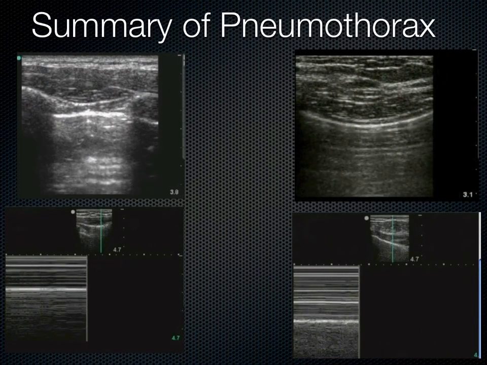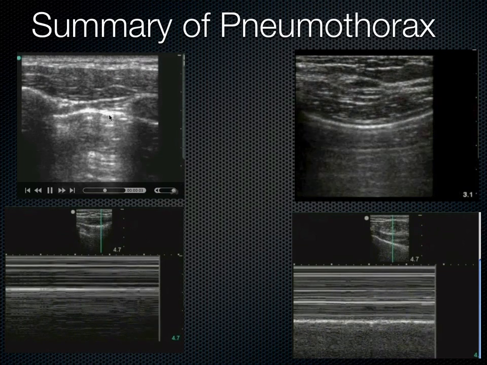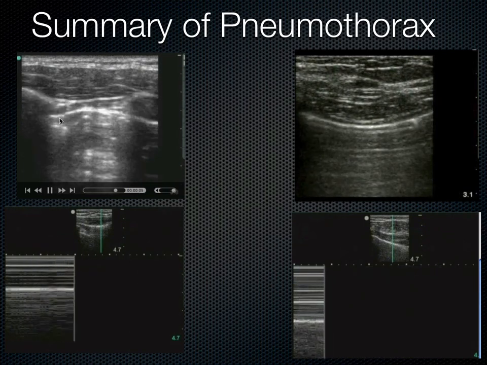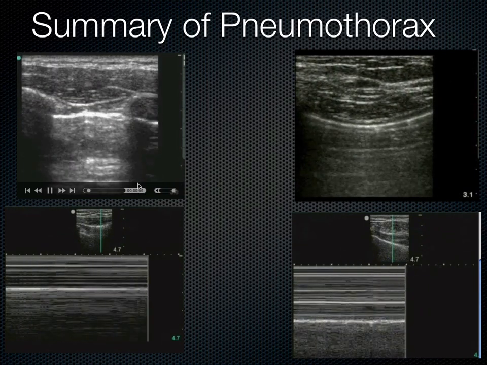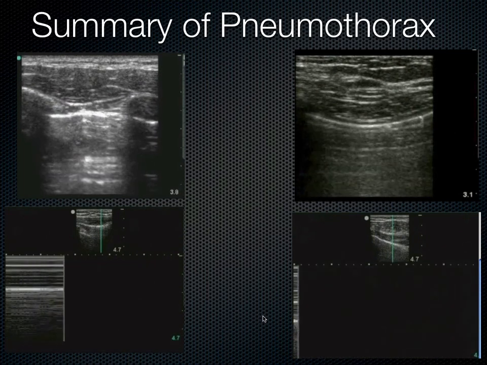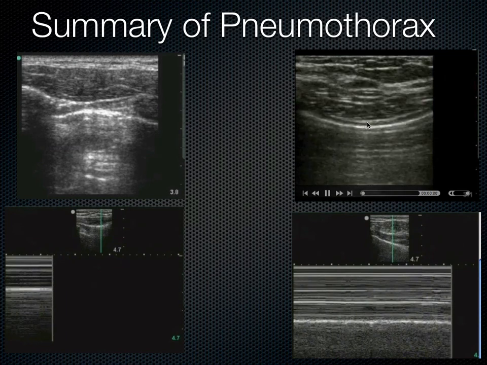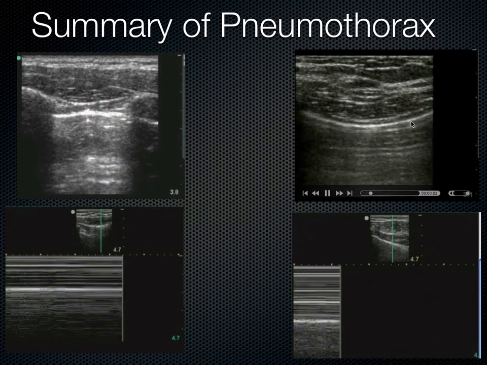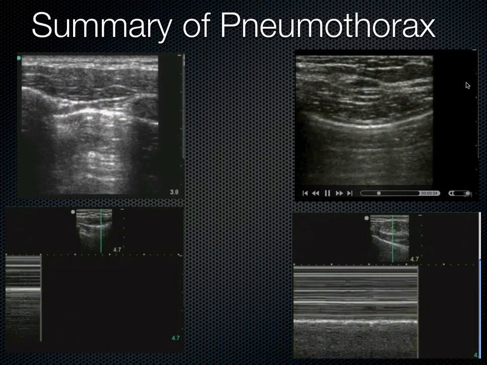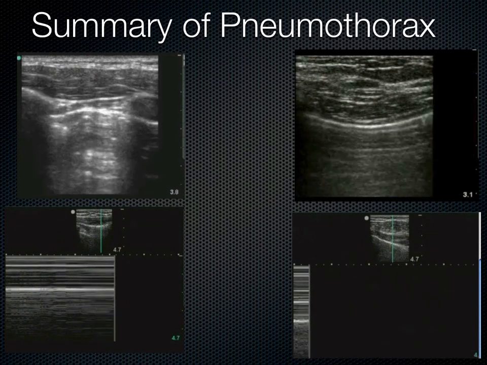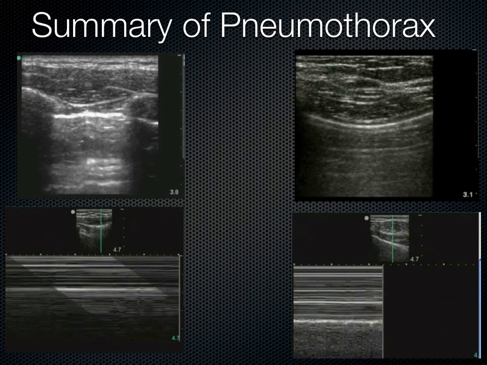And the summary of the pneumothorax: in a pneumothorax you have absence of sliding, absence of minor B lines, you can have A lines, and when you use M mode, you're going to have a barcode sign. Whereas in normal lung, you have sliding, you may have A lines, you can often see minor B lines, and with M mode, you're going to see seashore sign.